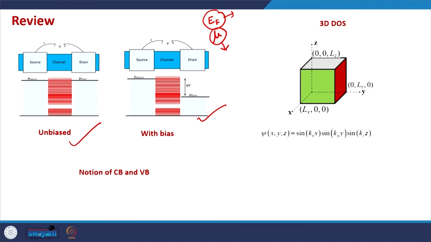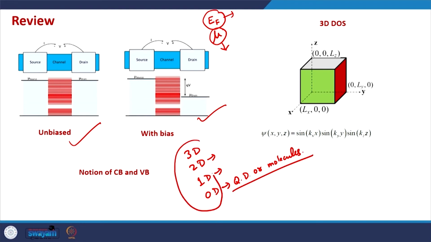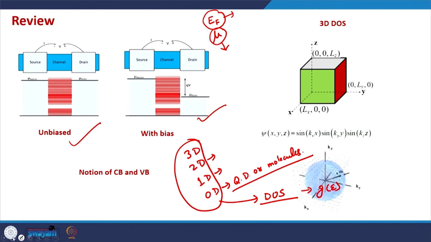This channel region can be a 3D channel like most of our conventional devices. This can also be a 2D channel like graphene nanoribbon or even MoS2 material. This can be a 1D channel like a nanowire, or a 0D channel, for example quantum dots or molecules. So, we need to understand how many electronic states would exist in these channels as a function of energy, and that is essentially what we obtain from the density of states. Density of states is represented as g(E), and that is what we will be calculating.